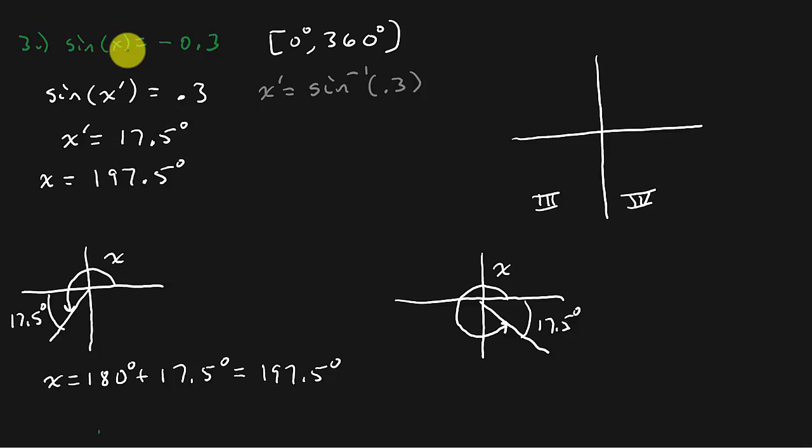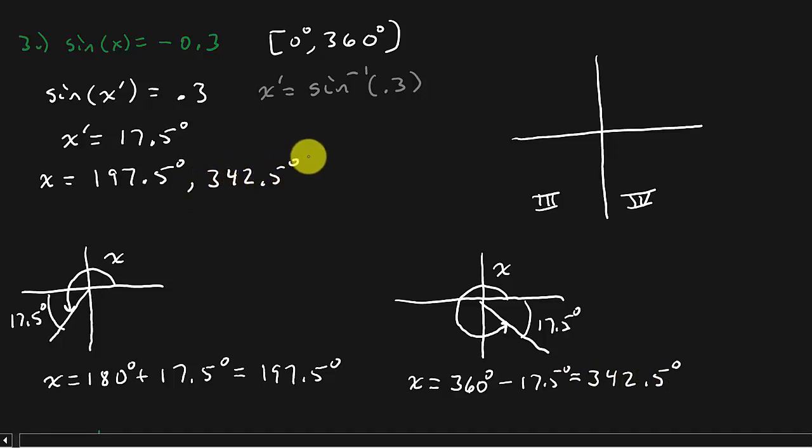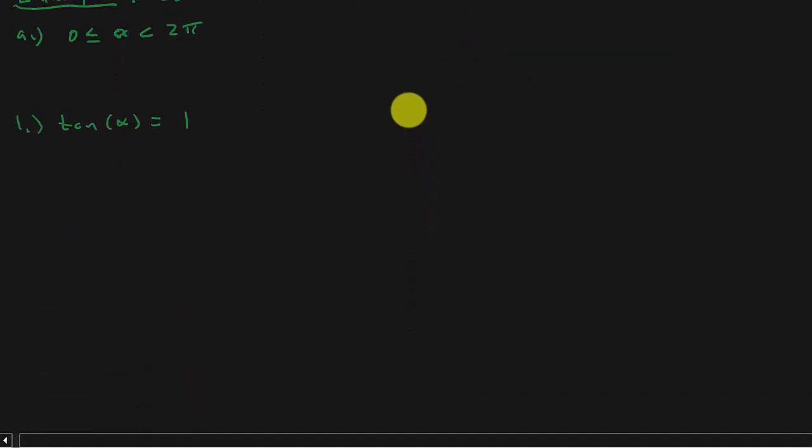All right, so here we get x is equal to, well, this is going to be 360, all the way around, and then subtract off the 17.5. So that's going to be 360 minus 17.5, and that is 342.5 degrees. And there's your solution. All right, so we're moving right along now. Now let's work in radians.